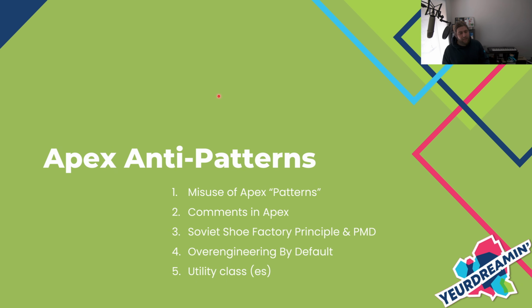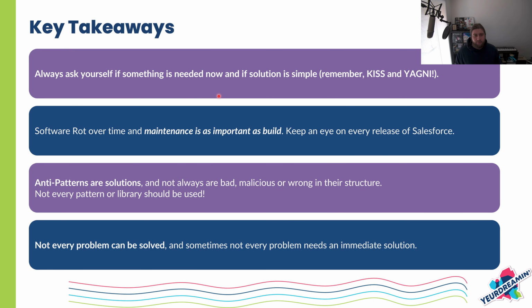Let's quickly go back. We talked about Apex patterns and how to really implement them, especially the trigger handler pattern. Talked about comments, talked about the actual SOLID principles and everything measurable through PMD or other static code scanning tools. We talked about over-engineering and utility classes. And I really want you to remember this: very simple things, very simple principles. Keep it simple, you ain't going to need it.